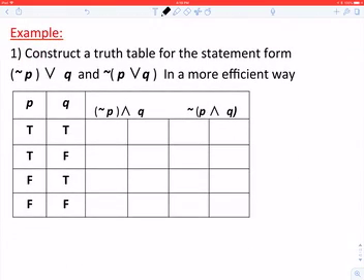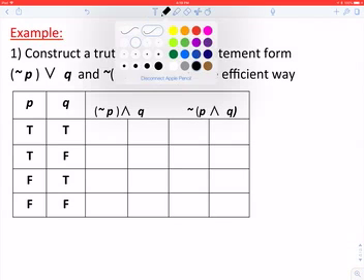So for example, we're going to construct a truth table for the statement form. Okay. So notice we lined up the columns under each symbol. So these are based on the symbols.